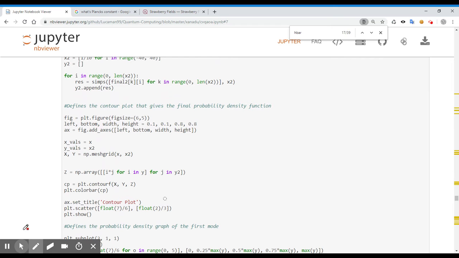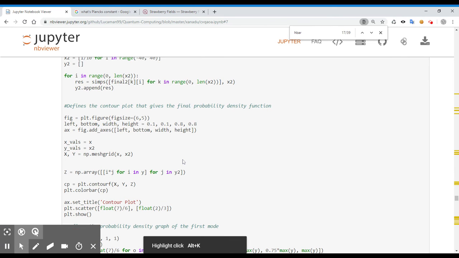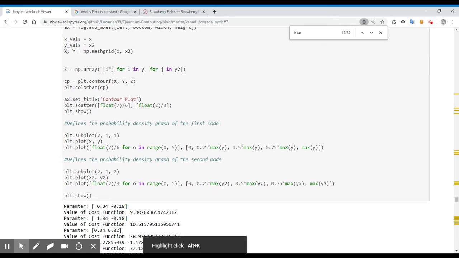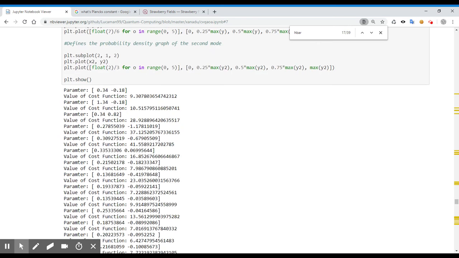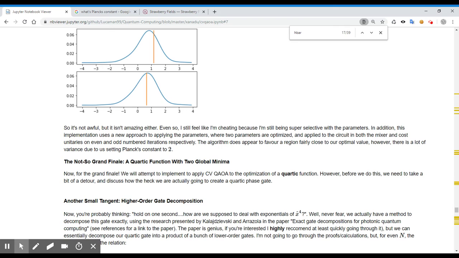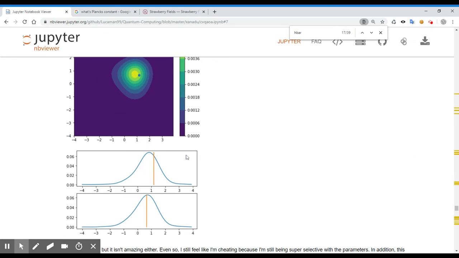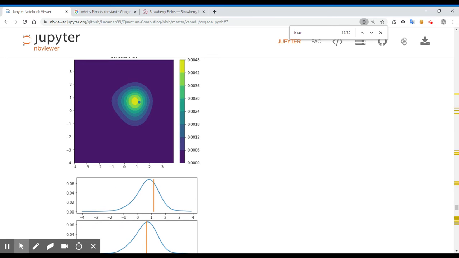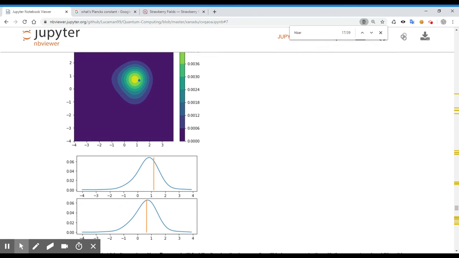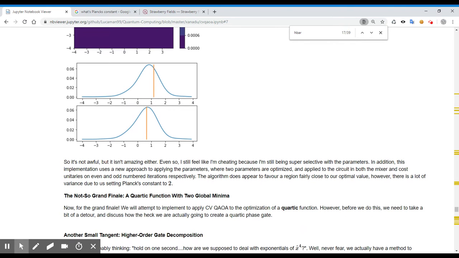Mesh grid, I don't know how this is working. So it's not awful, but it isn't amazing either. Even so, I still feel like I'm cheating because I'm still being super selective with the parameters. In addition, this implementation uses a new approach to applying the parameters, where two parameters are optimized and applied to the circuit in both the mix and cost unitaries, in even and odd numbered iterations respectively.